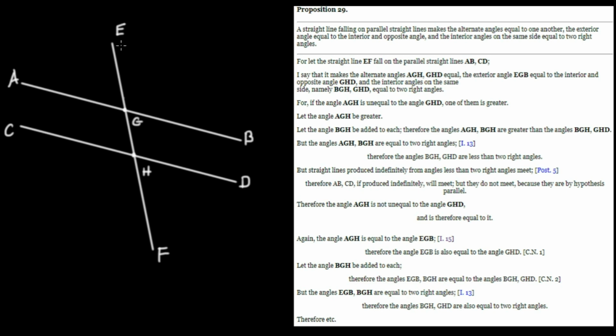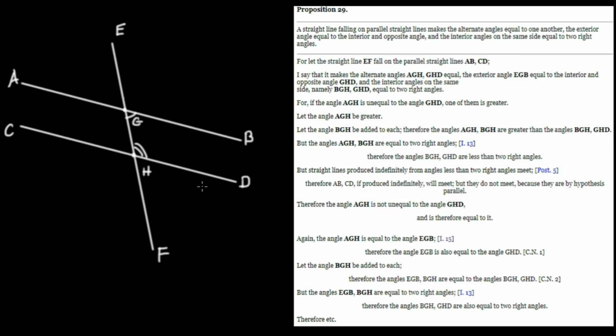are parallel, and EF cuts them both, we have the equality of these two alternate angles. We also have the equality of this exterior angle and this interior and opposite angle on the same side. And lastly, we have the fact that this angle and this angle are together two right angles.